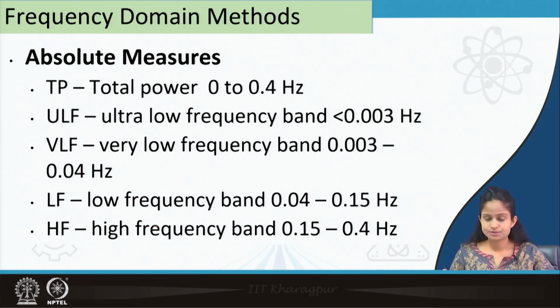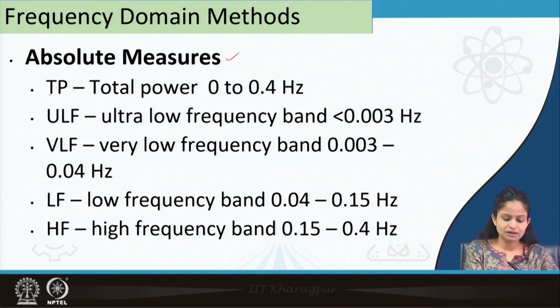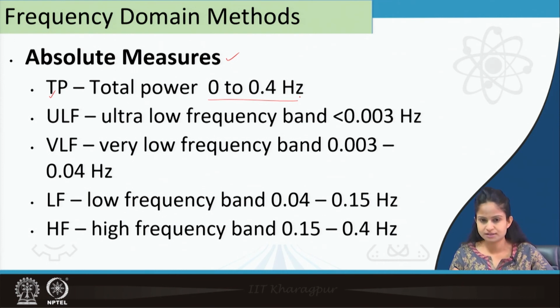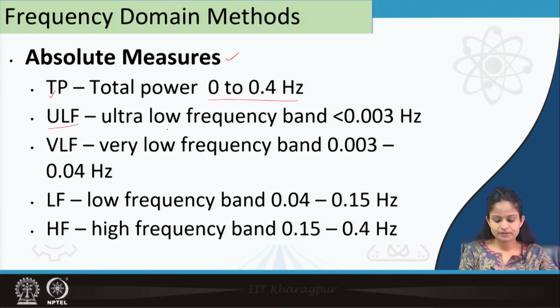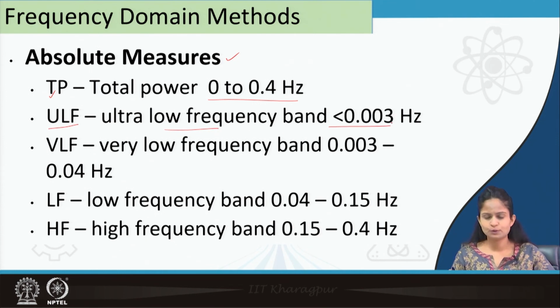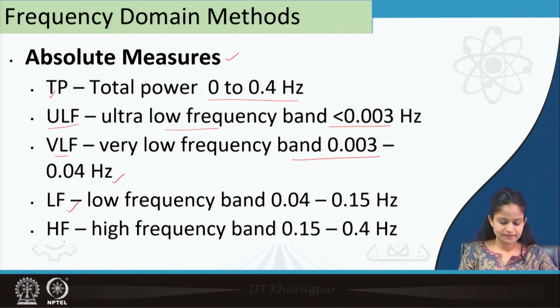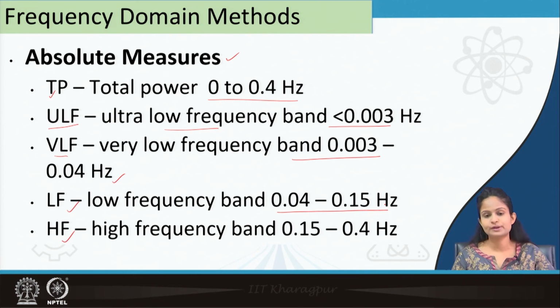So, in frequency domain methods, via the absolute measures, we have total power, TP, which ranges between 0 to 0.4 hertz; ultra low frequency, the band below 0.003 hertz; very low frequency, the band from 0.003 to 0.04 hertz; and low frequency and high frequency. The low frequency band ranges between 0.04 to 0.15 hertz, and the high frequency band ranges from 0.15 to 0.4 hertz.